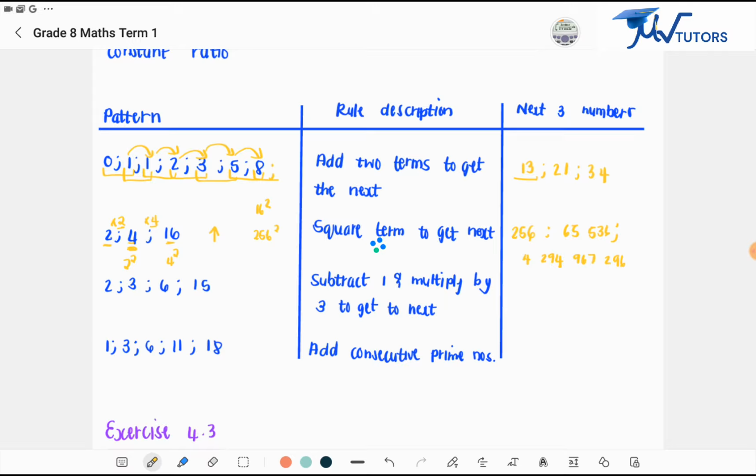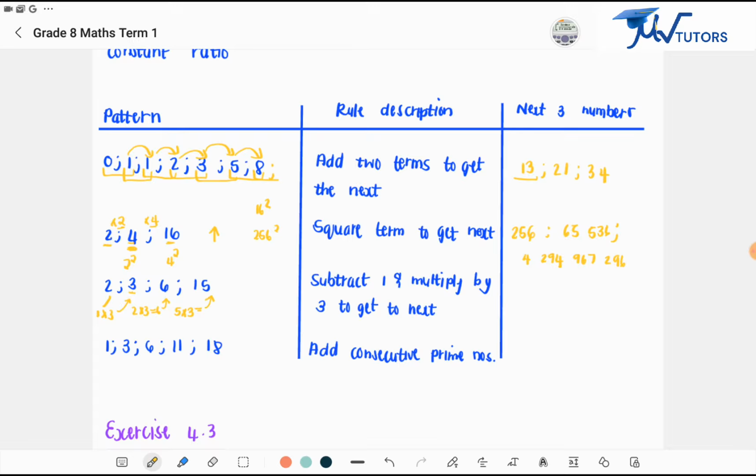If I subtract 1, I have 1. And then I multiply by 3 in order to get to the next. So 2 minus 1 is 1, and 1 times 3 is 3. 3 minus 1 is 2, and 2 times 3 is 6. All right, 6 minus 1 is 5, and 5 times 3 is 15.